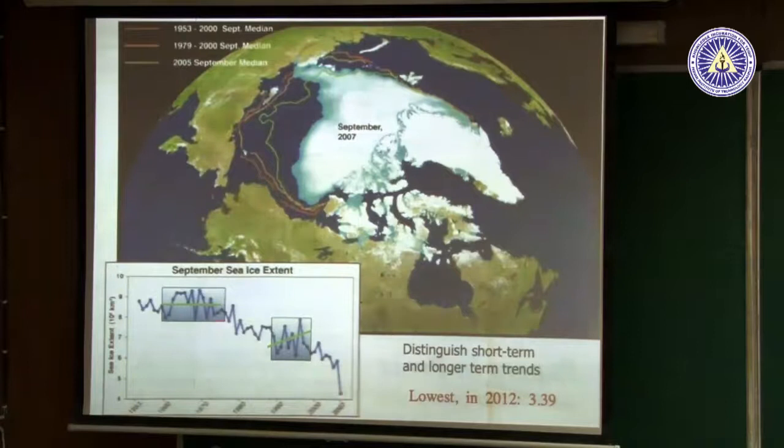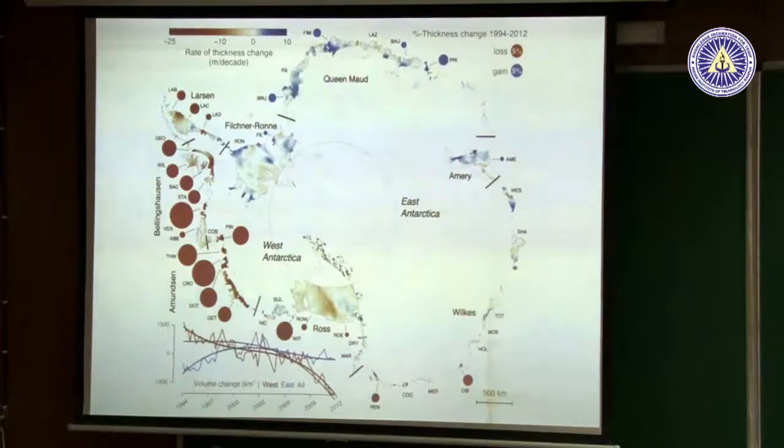This is now again the Antarctic. The thickness change over this period of about 20 years. And this is a loss of ice. This is a gain. There's been a few small gains around the eastern part of Antarctica, but in West Antarctica, there have really been large losses.